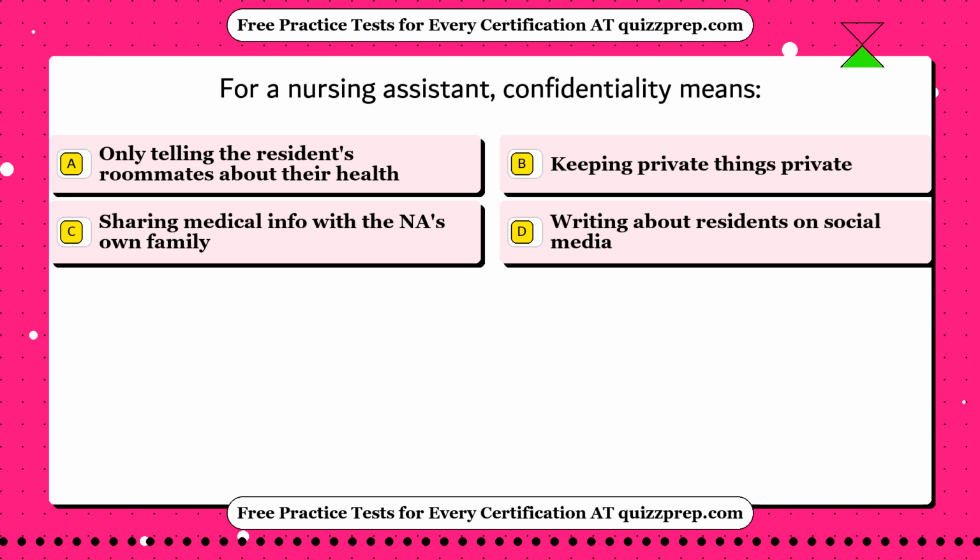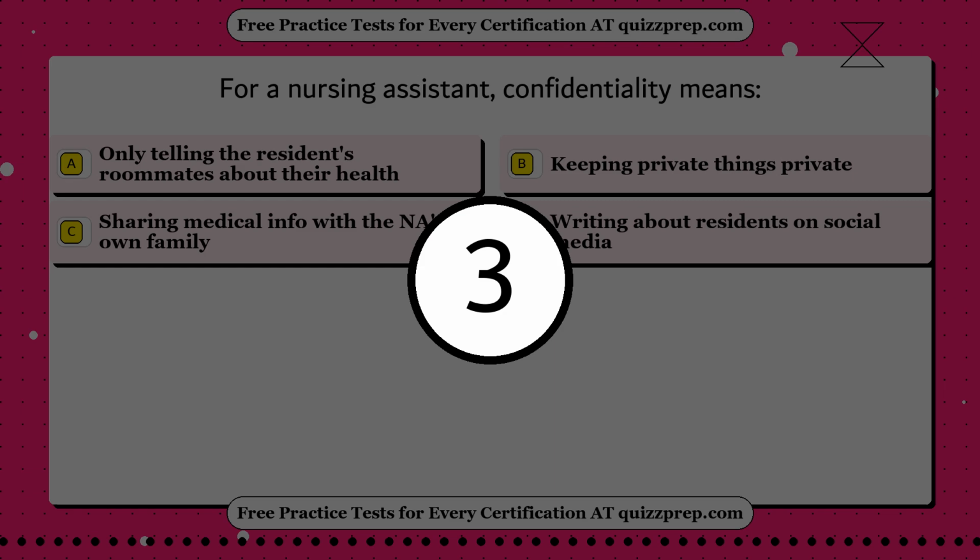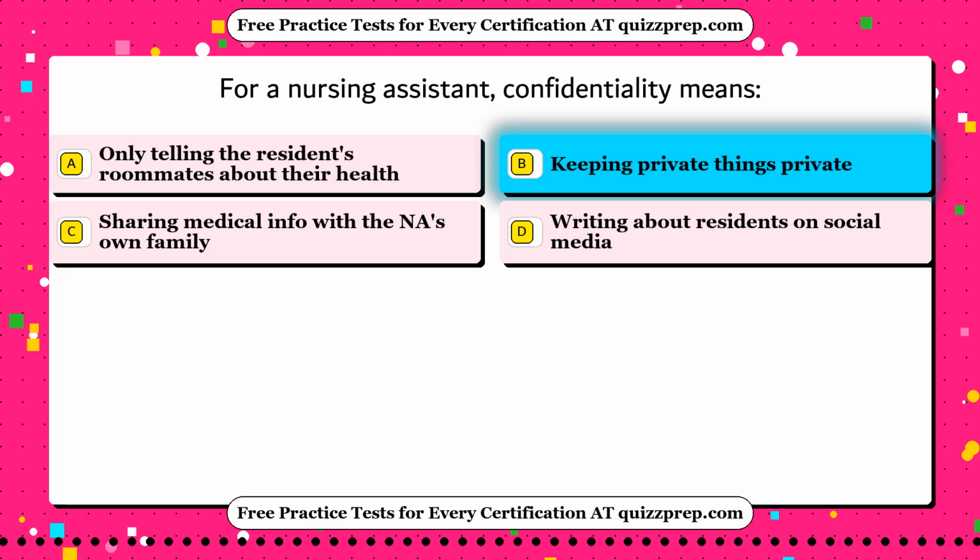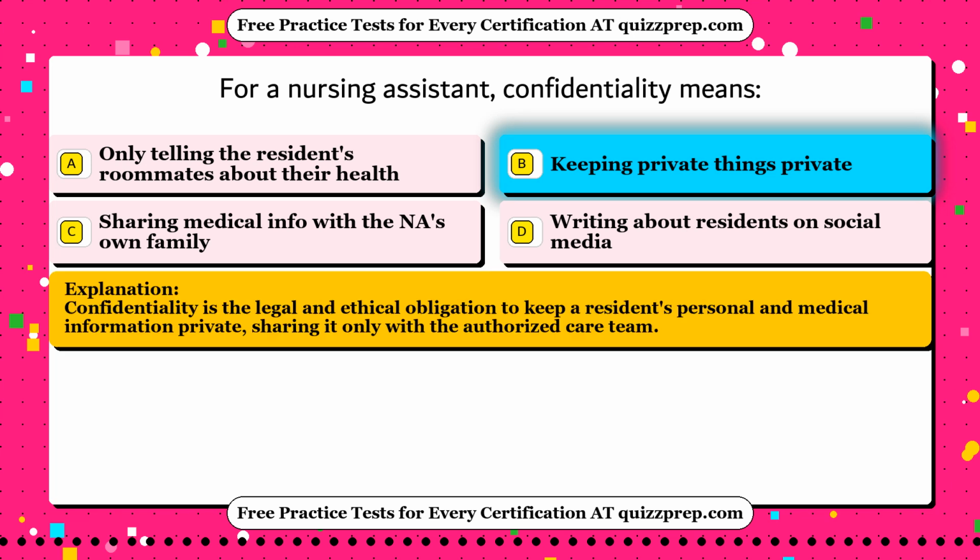Question 78. For a nursing assistant, confidentiality means: Option A, only telling the residents' roommates about their health. Option B, keeping private things private. Option C, sharing medical info with the NA's own family. Option D, writing about residents on social media. The correct answer is option B, keeping private things private. Confidentiality is the legal and ethical obligation to keep a resident's personal and medical information private, sharing it only with the authorized care team.